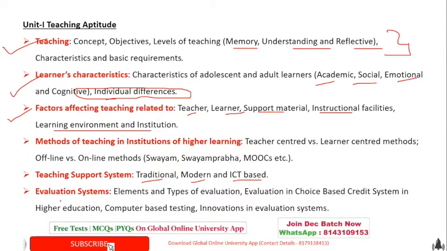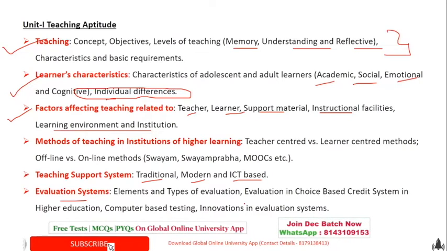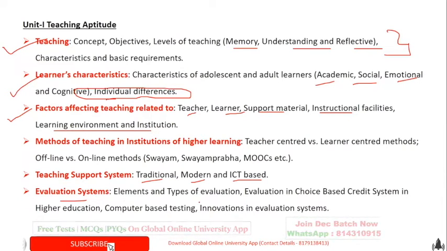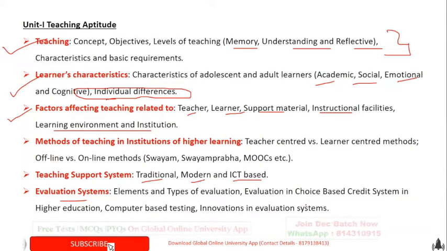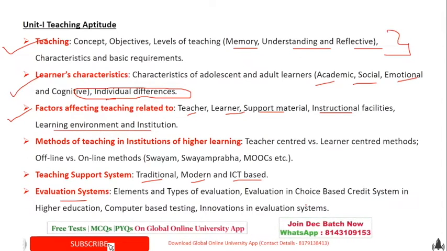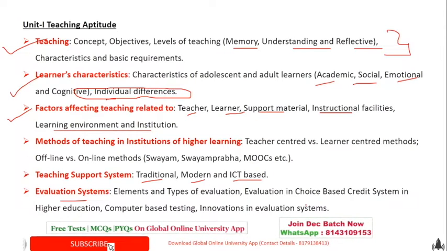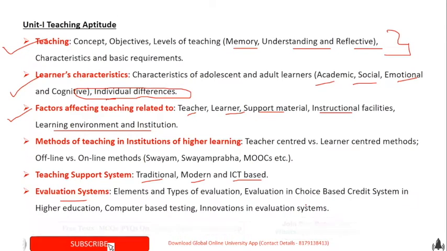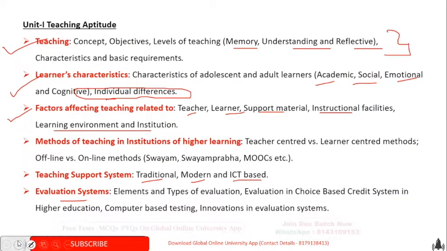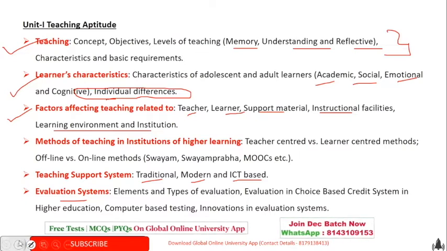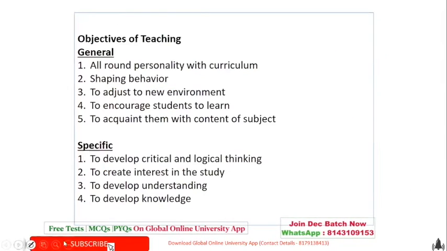And finally comes evaluation methods, where you have various types of evaluation, elements and types. Then you have evaluation and choice based credit system, computer based testing, and even evaluation in innovation and evaluation system. So we have just quickly seen the syllabus. Let's start with the theory now.